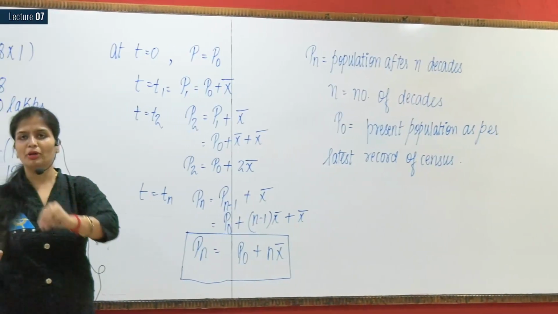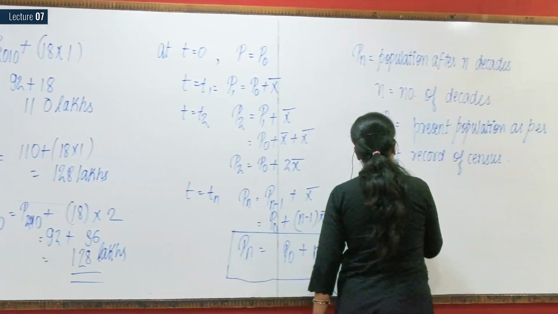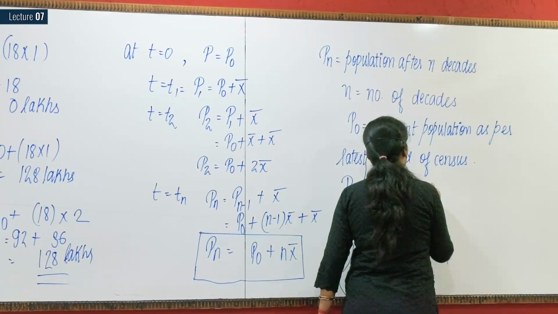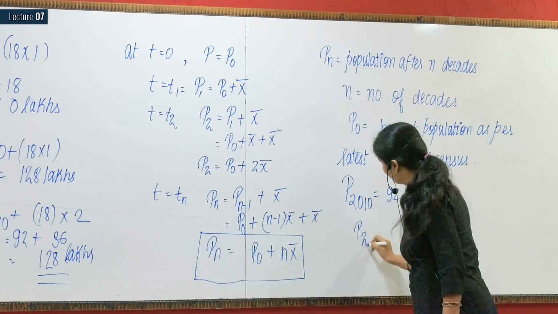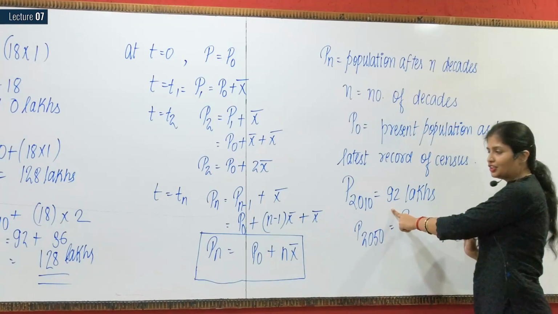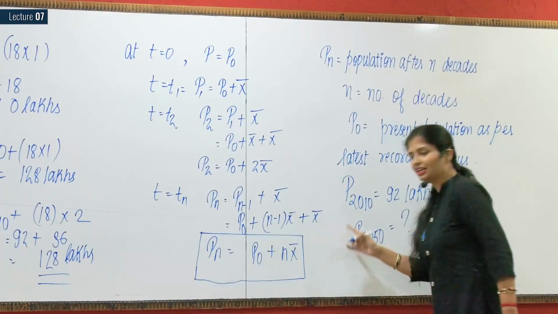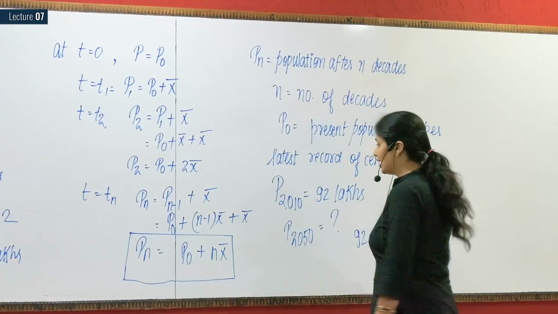If I ask you the population, see, population at 2010 was given to you. Population at 2010 is given to you as 92 lakhs. And I'm asking you the population at, let us suppose, in 2050. So what you will do? Simply, this was the last population which you were knowing. So you will put here 92 lakhs. Then what is the difference between the number of years? 40 years, or you can say 4 decades.